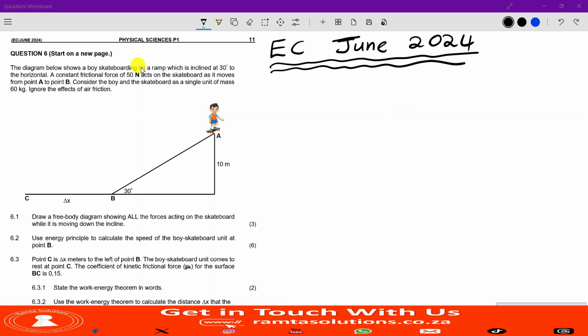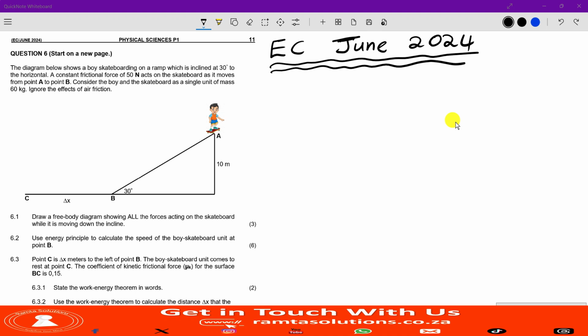The question paper that we are looking at today is the Eastern Cape's June examination of 2024. As you can see, this question paper is 16 marks, so we should be done with it in 16 minutes. So, without any waste of time, let's get into it.